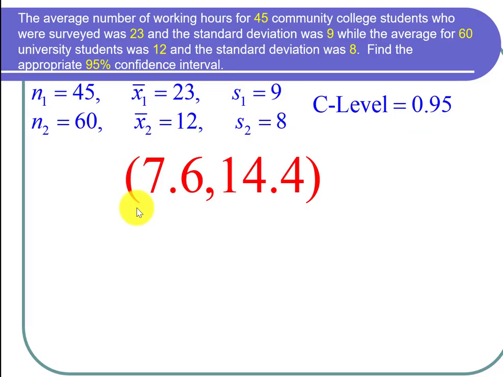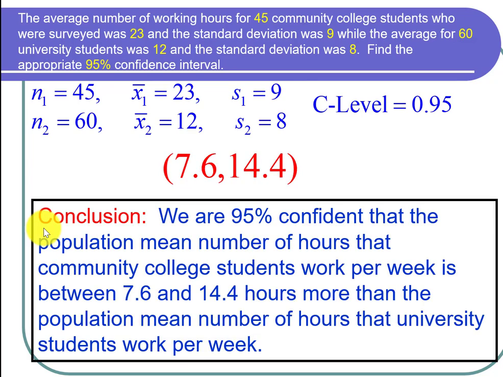So now let's go back to the question and let's interpret it. So rounded to one decimal place, the lower bound was 7.6 and the upper bound was 14.4. So now we can interpret what this confidence interval means. And our conclusion is we are 95% confident that the population mean number of hours that community college students work per week is between 7.6 and 14.4 hours more than the population mean number of hours that university students work per week. And I'm done with the problem.